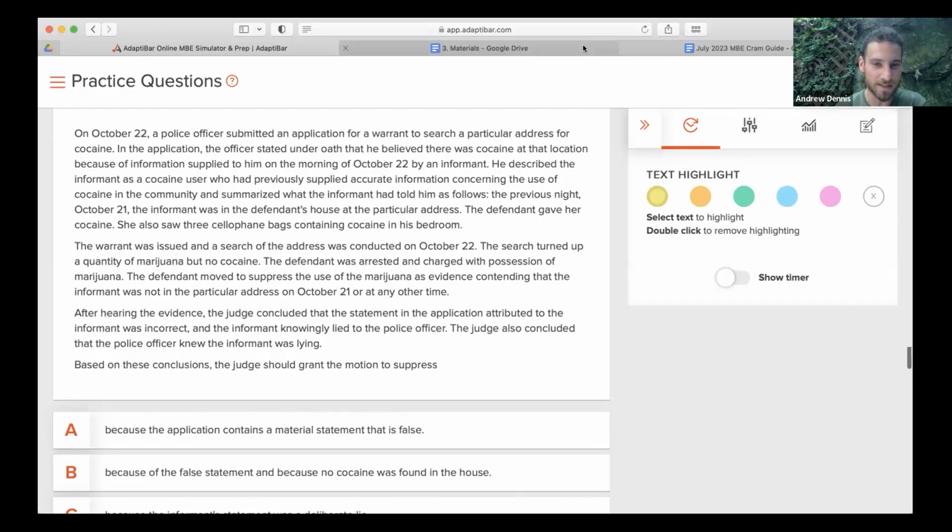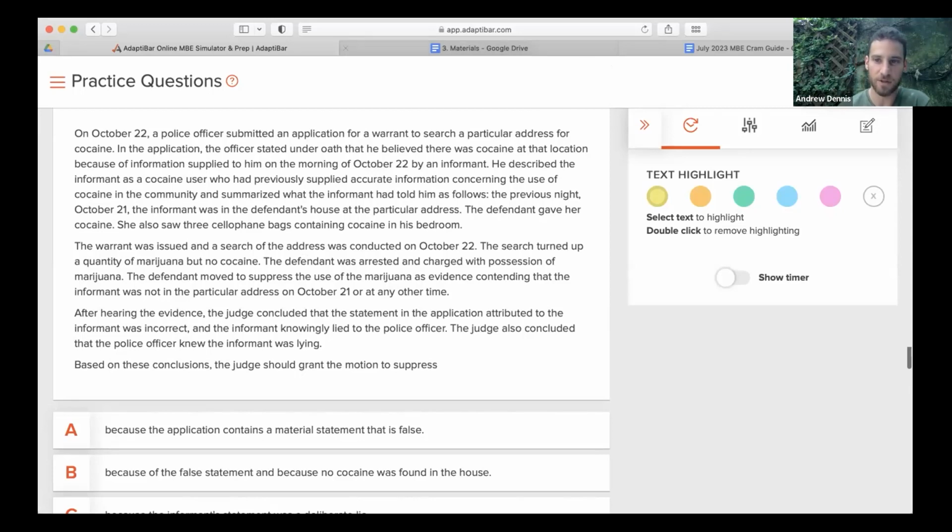The defendant moved to suppress the use of marijuana as evidence, contending that the informant was not in the particular address on October 21st or at any other time. After hearing the evidence, the judge concluded that the statement the application attributed to the informant was incorrect, and the informant knowingly lied to the police officer. The judge also concluded that the police officer knew the informant was lying.